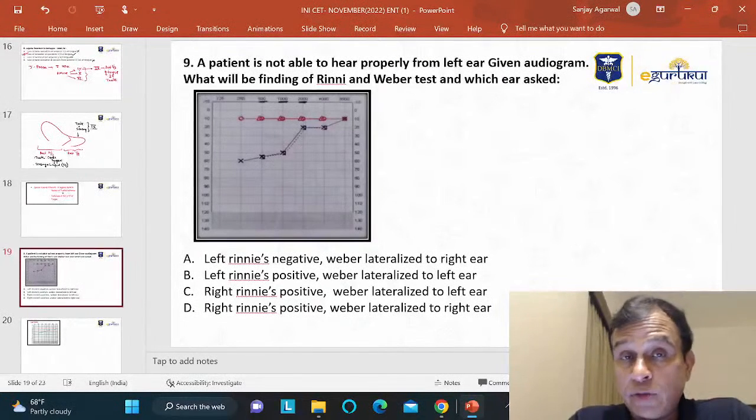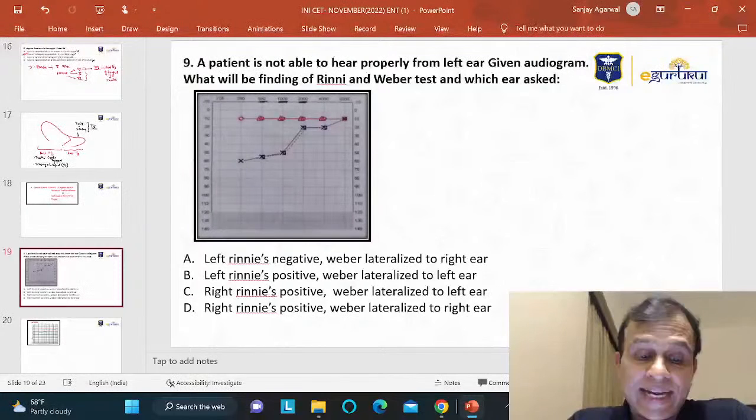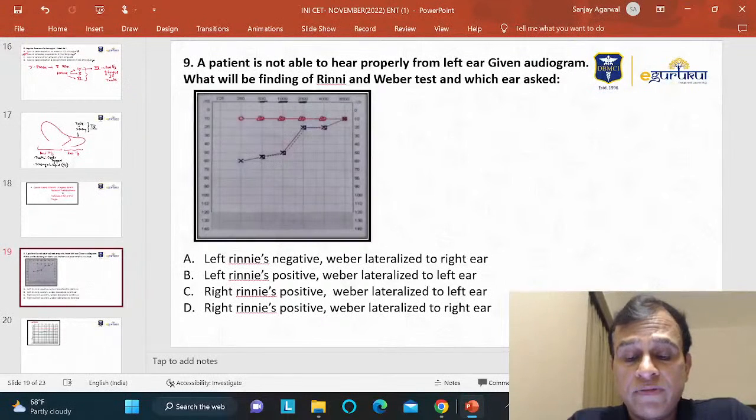So audiometry, tympanometry, tuning fork, these are the questions that you must do very, very well. Now, a patient is not able to hear properly from the left ear. There is a given audiogram finding. So what will be the Rinne's and the Weber's finding in this patient?